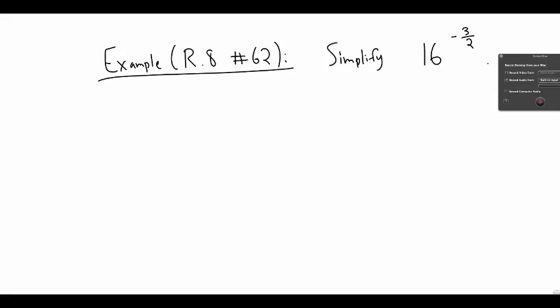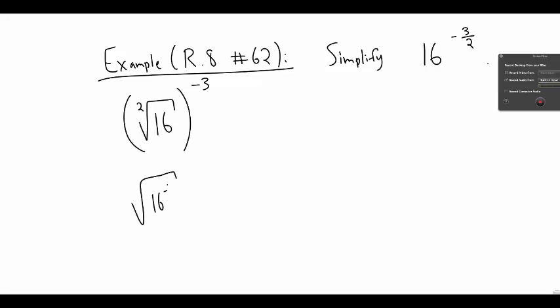Let's do an example. Let's simplify this expression. So we see from the definition that we have two ways of doing this. We can start by taking the square root, then following that with the power negative 3, or we can start with that power of negative 3 inside, and then take the square root of that result. Let's go through the second way.